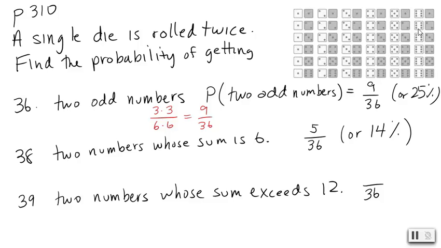So there aren't any outcomes in the sample space whose sum is greater than 12. As a fraction, that's 0 over 36. You can write that as just 0. I would accept either of those answers. And of course, that's 0%. You can't roll a sum that's bigger than 12.